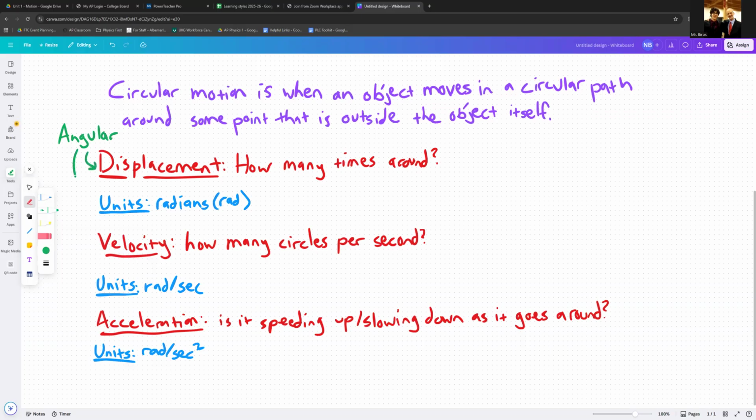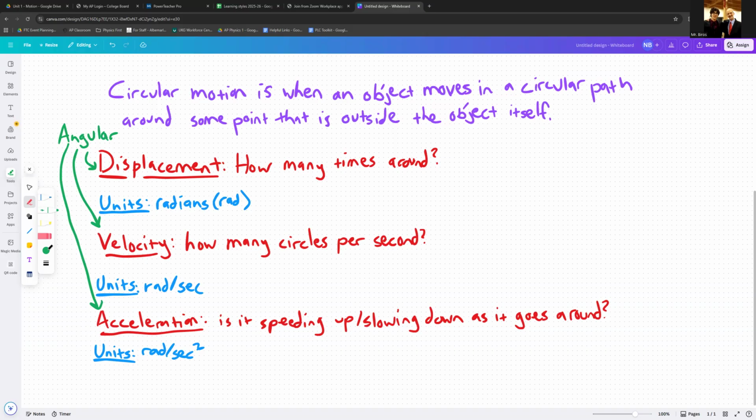In this unit, we'll see a lot more with angular motion when we talk about rotation and stuff in Unit 5. So displacement, velocity, acceleration for a circle, we'd call them angular displacement, angular velocity, angular acceleration, right? Angle referring to angular, like going around a circle. We'll do the same thing with rotation. When things go around and around and around in rotation, we'll still have these angular values to fall back on of like how many times around does it go, how many times per second, or rotations or circles per second. Is it speeding up, slowing down as it goes around?